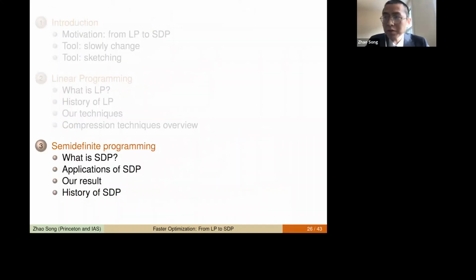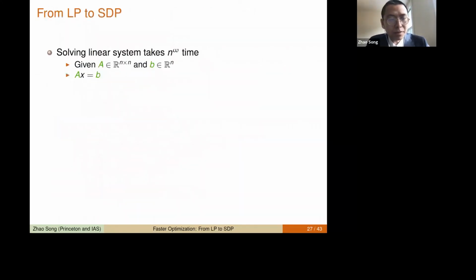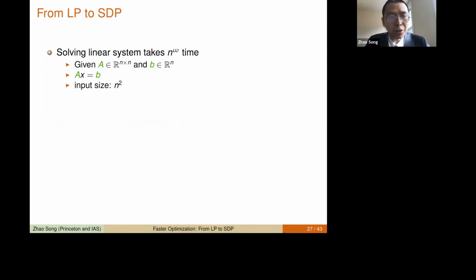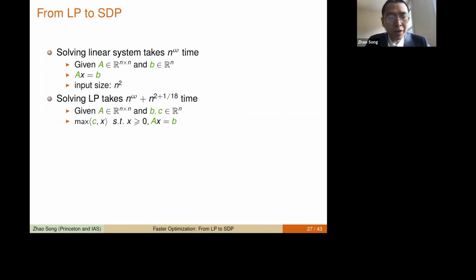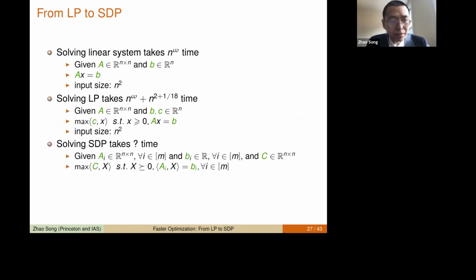In the next few slides, I will show you the SDP part. For solving a linear system, we take n to the omega time, and the input size is n squared, so for omega equal 2 they match. For solving LP, it takes n to the omega plus n to the 2 plus 1/18, and the input size is also n squared. For current omega it matches, and for the future omega it does not.